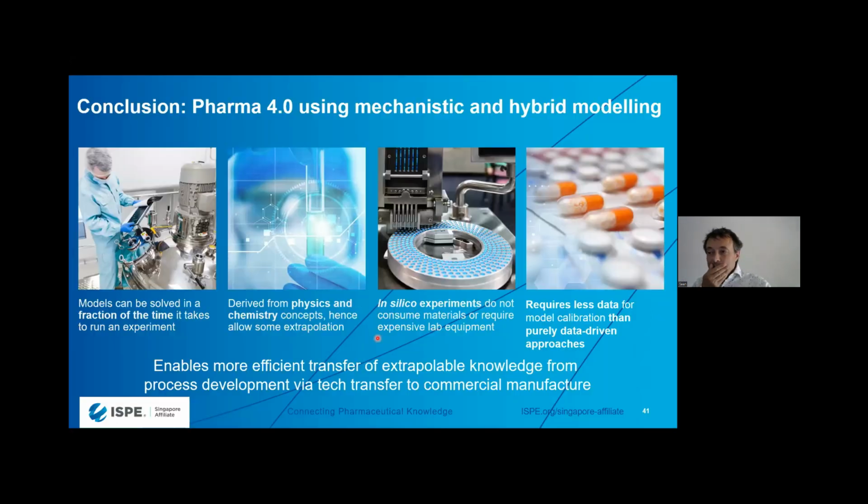read them out. So what I hope you've seen today is that when we talk about Pharma 4.0, digitalizing the pharma industry, I have shown how mechanistic models, based on understanding of physics, chemistry, biology, can be used to digitalize the development of new drugs, of development of new manufacturing processes, also digitalize the tech transfer and digitalize the actual commercial manufacture through soft sensing, model predictive control, and so on.